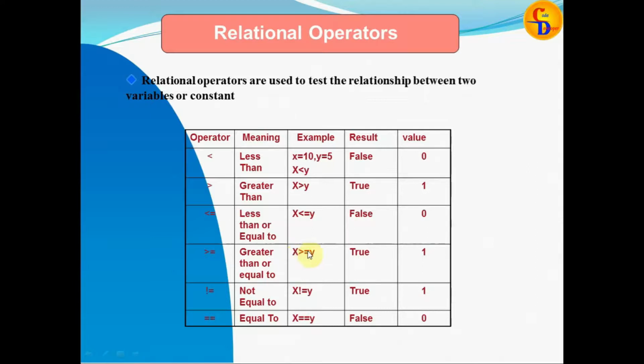10 greater than or equal to 5, so the condition is true, so it returns 1. x not equal to y. Both are different values. 10 not equal to 5, so the condition is true, so it returns 1. Then x double equal to y. x value 10 and y value 5. Both are different values, so it is false, so it returns 0.